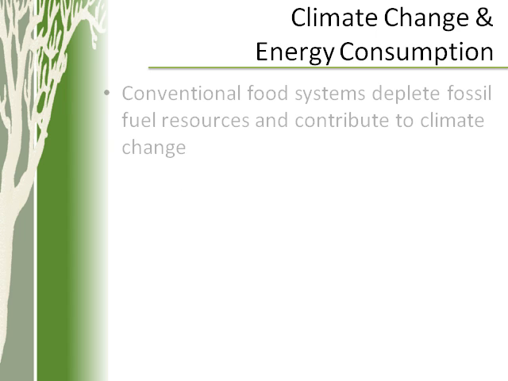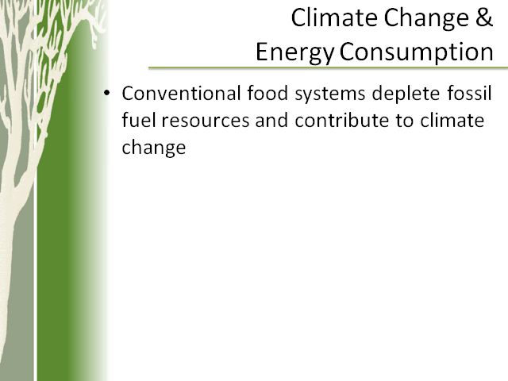Currently, one of the most pressing environmental issues of today is global climate change, which is associated with rising concentrations of greenhouse gases in the atmosphere. Conventional farming and agricultural methods rely heavily on energy-intensive fertilizers, pesticides, and concentrated feeds, and use greater amounts of energy overall, which translates into higher greenhouse gas emissions than organic systems.